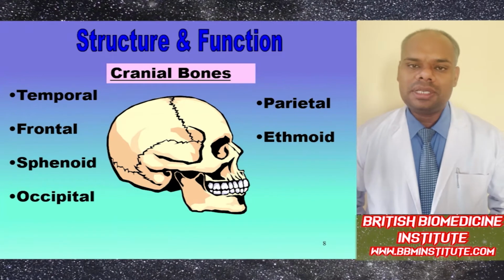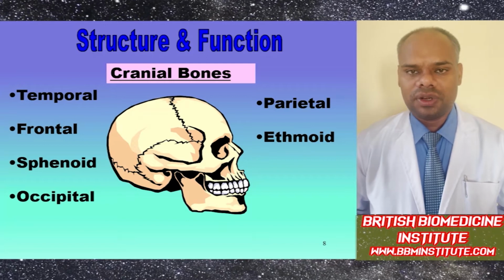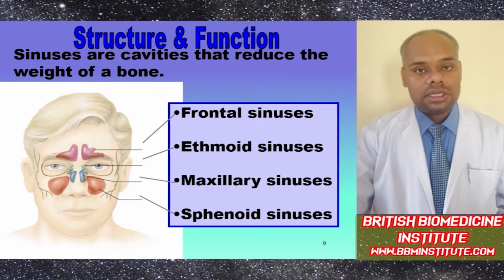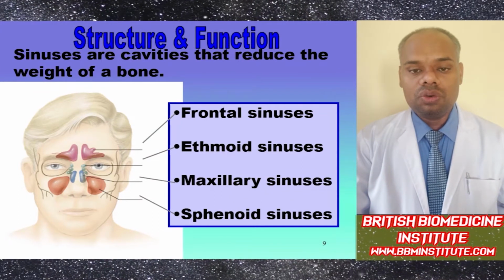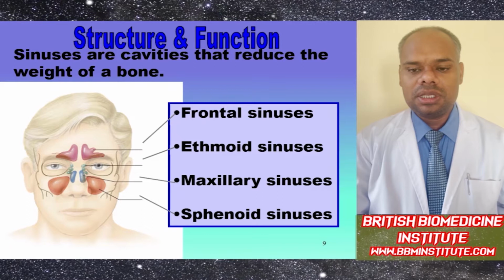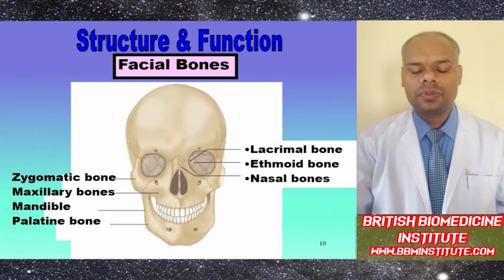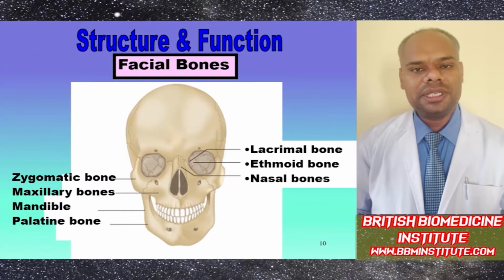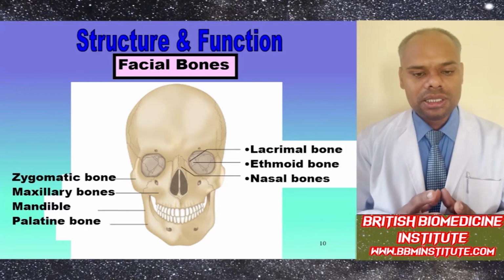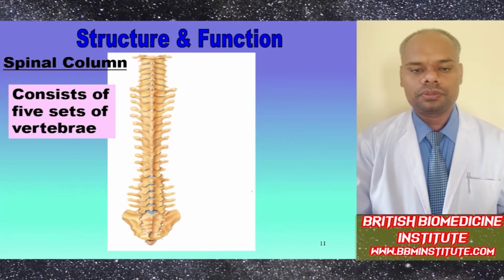The cranial bones basically consist of the temporal bone, parietal bone, ethmoid bone, frontal bone, sphenoid bone, and occipital bone. The sinuses are the cavities which reduce the weight of the bone. There are basically four sinuses: frontal sinuses, ethmoid sinuses, maxillary sinuses, and sphenoid sinuses. The facial bones consist of basically lacrimal bones, ethmoid bones, and nasal bones, along with zygomatic bones, maxillary bone, mandible, and palatine bone.